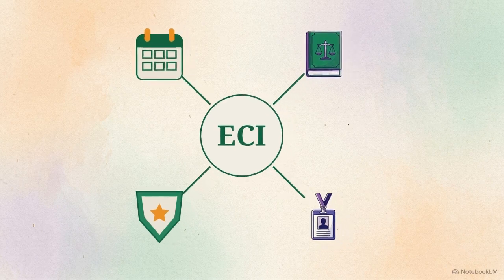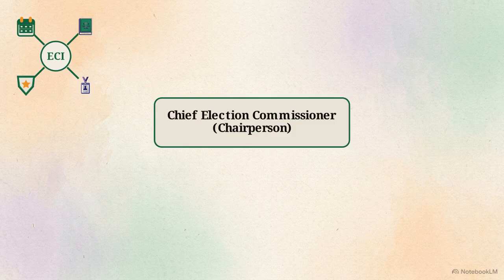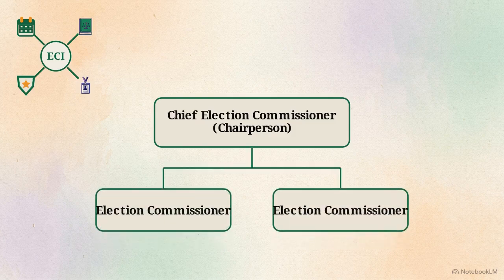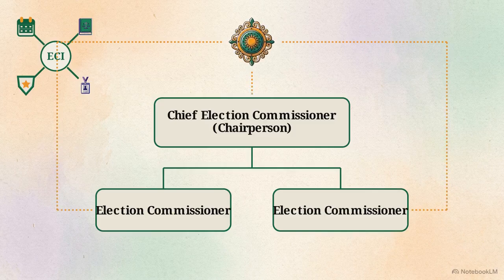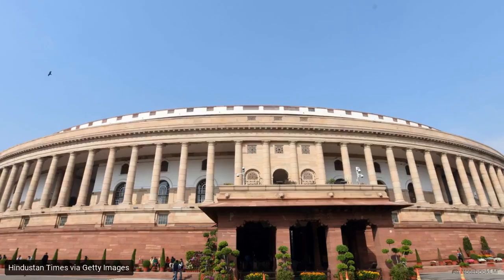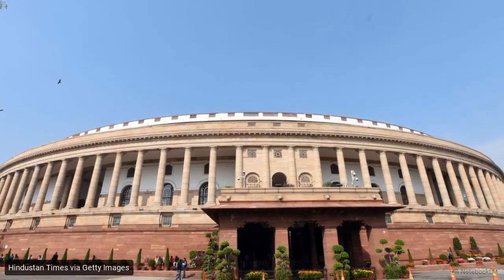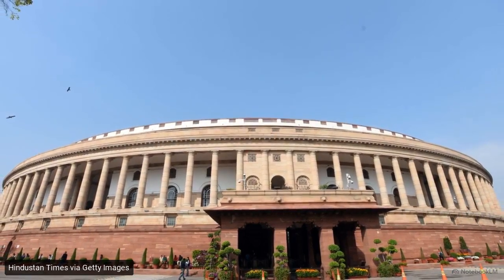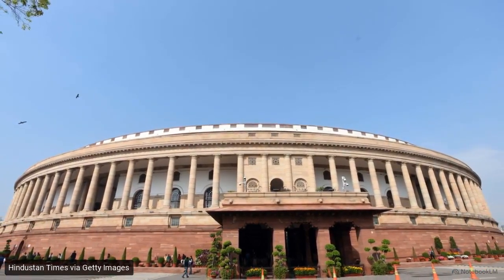To manage this massive workload, the commission is structured with a chairperson, the Chief Election Commissioner, supported by 2 additional election commissioners, all appointed by the President. To guarantee their independence, the law makes it extremely difficult to fire them. Removing the Chief Election Commissioner requires a specific address passed by a 2/3 majority in both houses of Parliament.